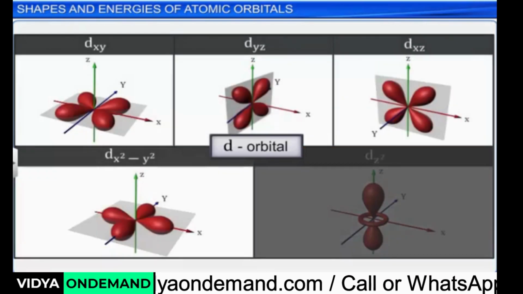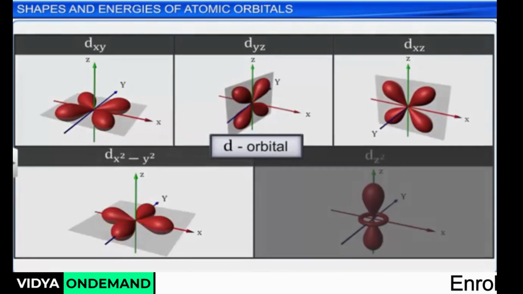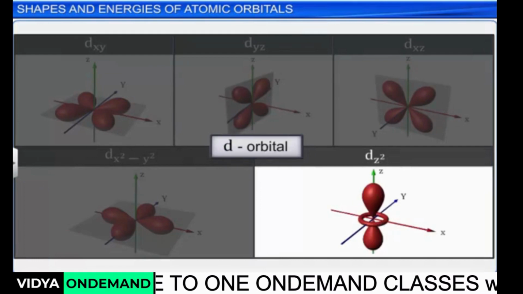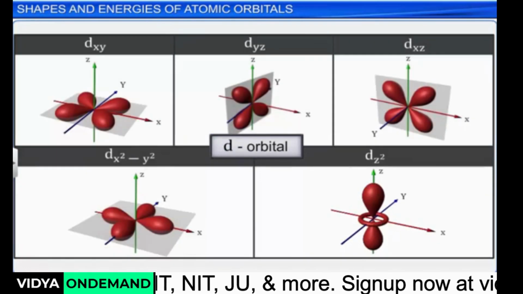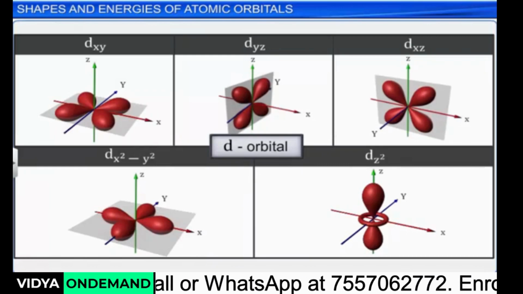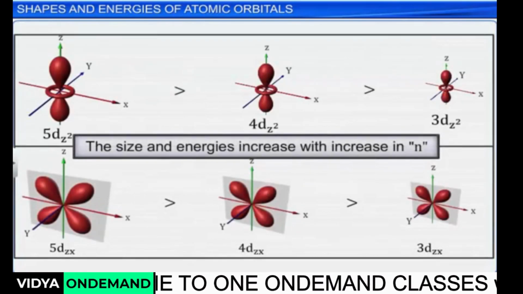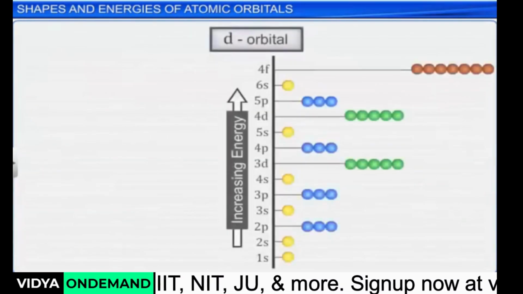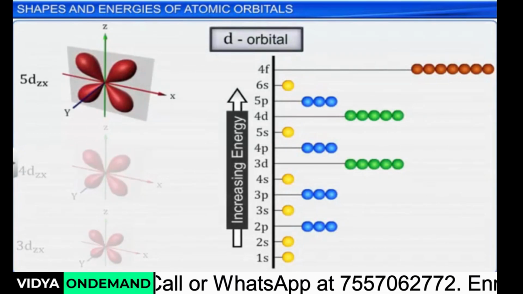Note the similarity in shapes of the first 4 d orbitals, which are different from the 5th orbital, dz². The shape of dz² is donut shape. All the 5 d orbitals belonging to a principal shell have the same energies. The size and energies increase with increase in the principal quantum number. For example, the order of the size and energy of various d orbitals is 5d greater than 4d, which in turn is greater than 3d.